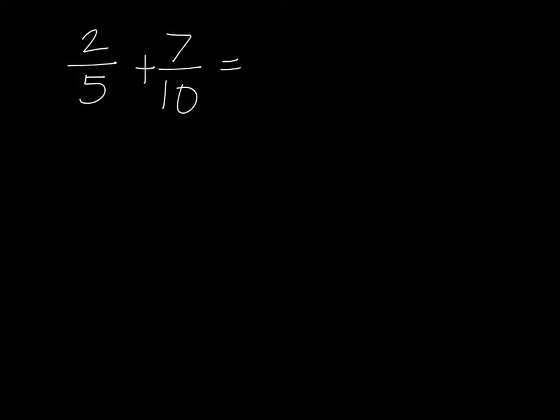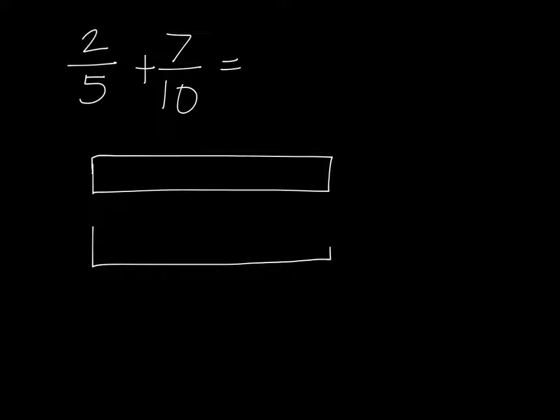We will practice this again with a different set of fractions. And again, when we look at this, we are adding 5ths to 10ths. So we cannot just add straight across the top. We have to change one of these fractions so that the denominators are the same. So again, I will draw my tape diagram, 2 tape diagrams. And this one is going to represent my 2/5. This one is going to represent my 7/10.